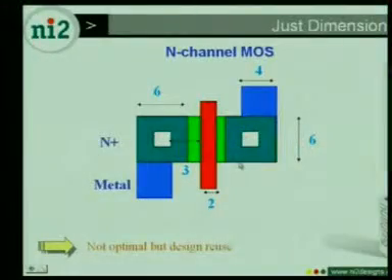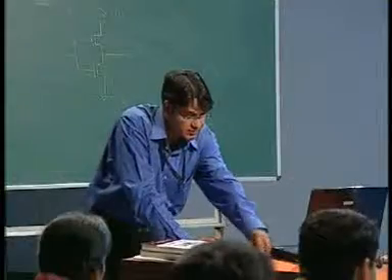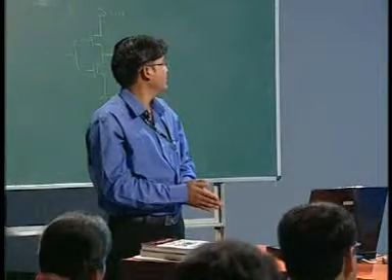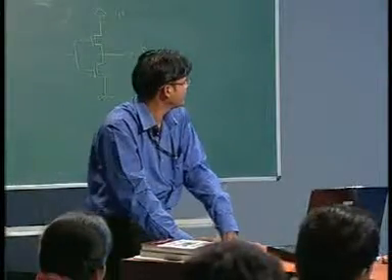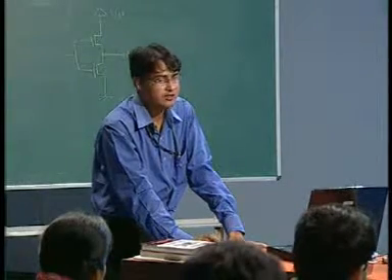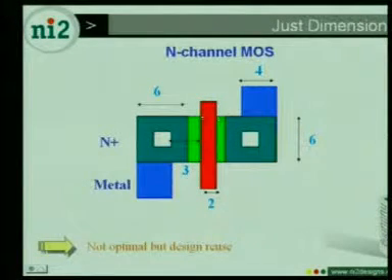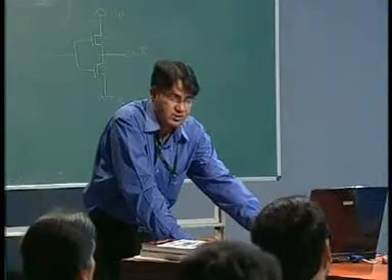This is based on lambda rules. Lambda is a parameter defined by the foundry. For this polysilicon they have defined that the width should be at least 2 lambda, and for the interconnect, for metal, for this overlapping, for this extension, how much it should be, at least 3 lambda, and this overlapping should be 4 lambda, this kind of thing. For metal interconnect, 6 lambda. So, these are based on lambda rules. These are just like masks for your chip.